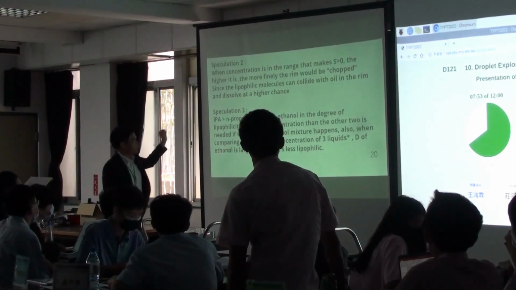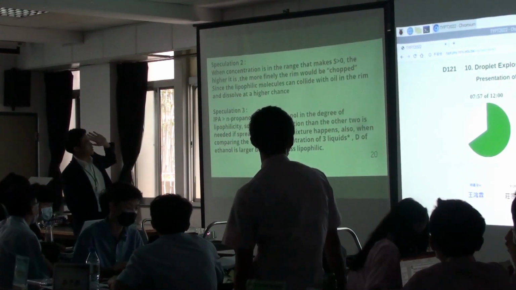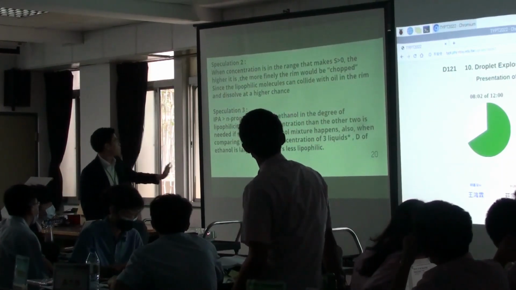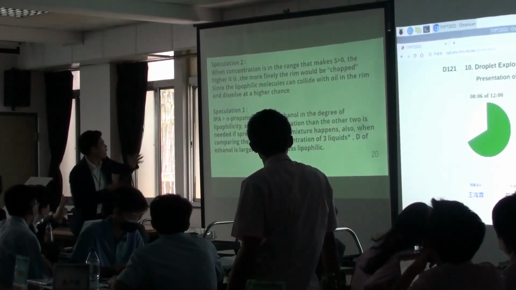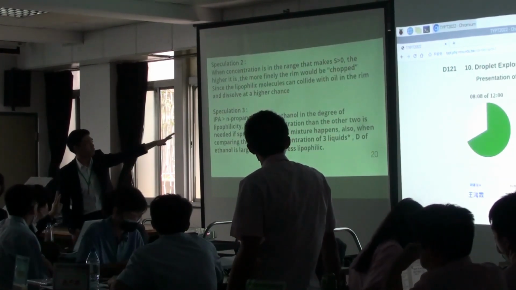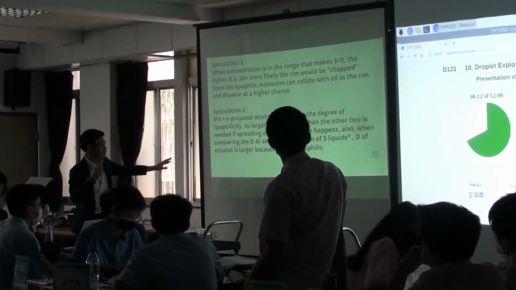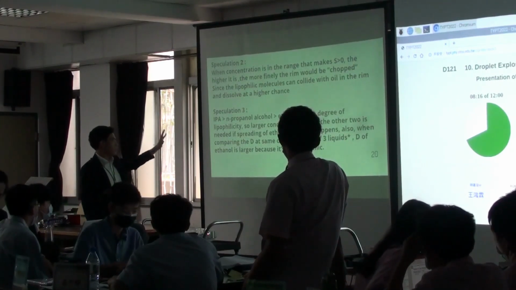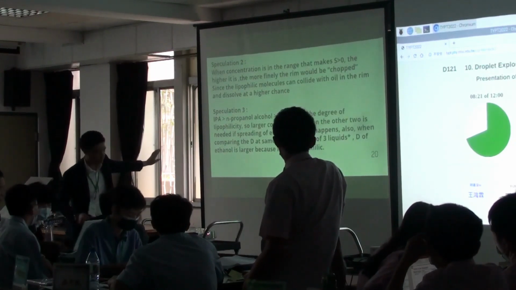And then there's our speculation number 2. We think that the concentration is in the range that makes a certain coefficient greater than 0. The higher it is, the more finely the rim will be chopped, since the liquid molecules collide with oil in the rim. And then speculation number 3 is, as we said, the velocity, we can skip this tangent.